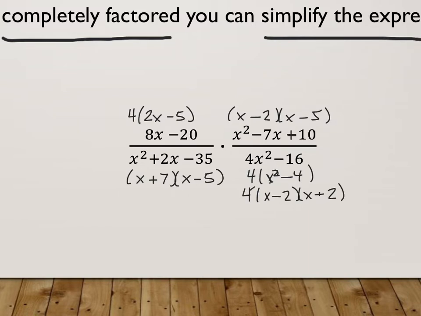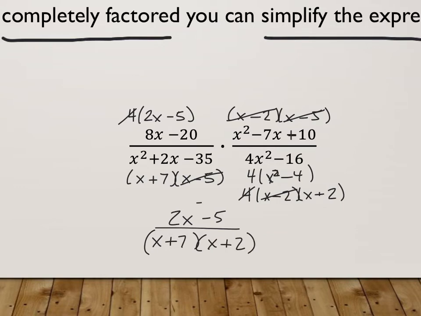So the 4's we could cancel. We could cancel the x minus 5's. We can also simplify. One of the x minus 2's would cancel. And now what am I left with? I'm left with 2x minus 5 all over x plus 7 times x plus 2. And that would be my final answer.